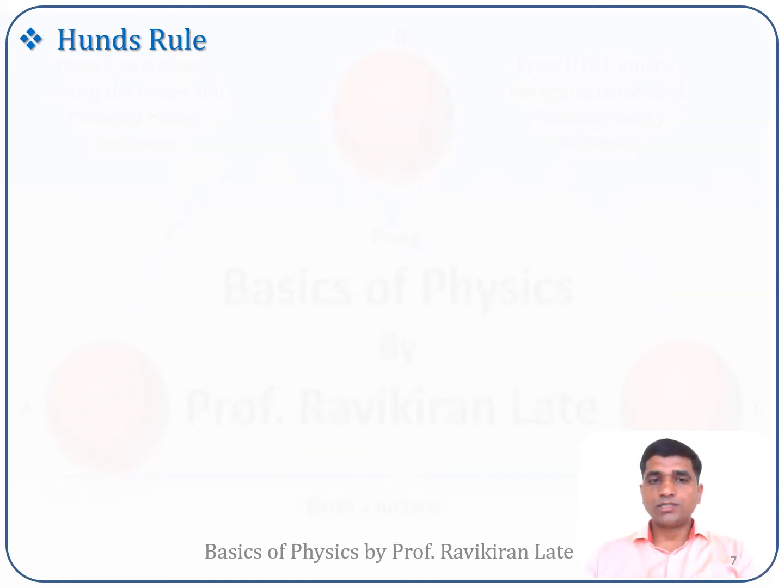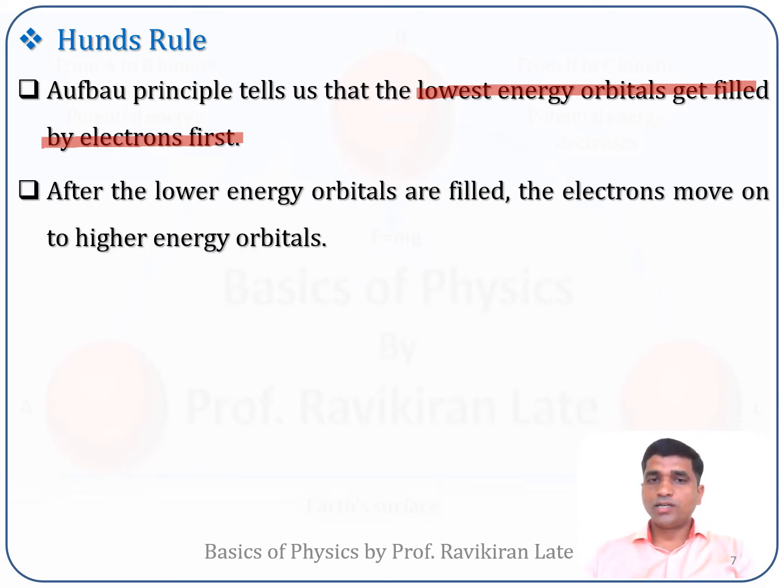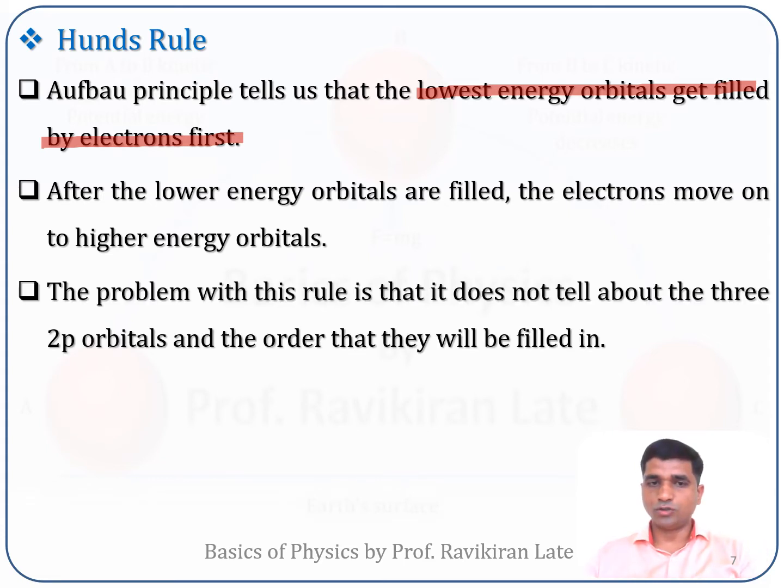Now next we will consider Hund's rule. What is Hund's rule? It is the rule which is applicable to how electrons are arranged. We know that the Aufbau principle tells us that the lowest energy orbitals get filled first, and as energy increases, the electron goes into higher and higher orbitals. After lower energy orbitals are filled, electrons move to the higher energy orbitals.